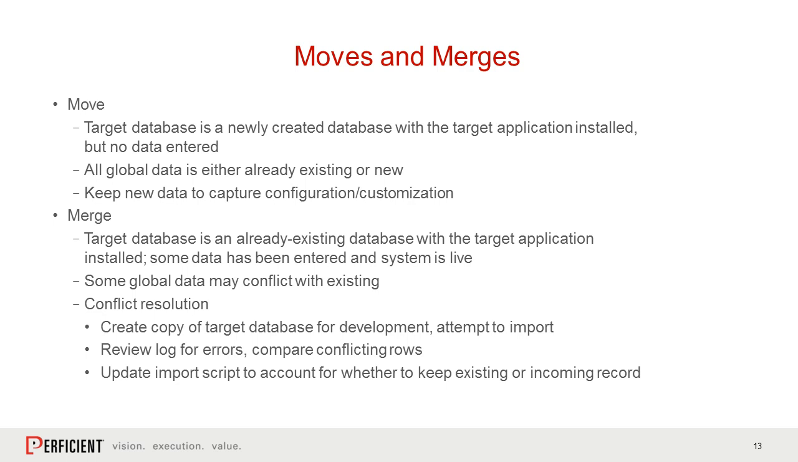And in this, you normally create a copy of the target database and import like you would in the move situation, but it doesn't work, right? I mean, it works, but you get errors. So you review the log for the errors, and you compare the conflicting rows, and then you update your import script to account for those conflicts, whether you're going to keep the existing record or do some kind of update to use the incoming record.